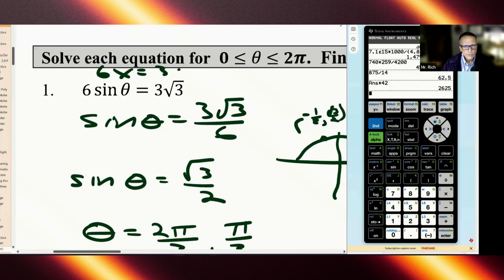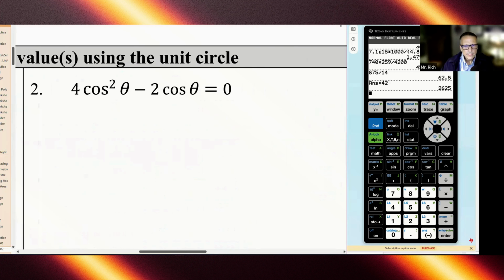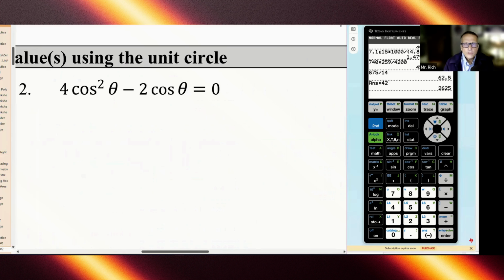6x equals 3 root 3. I would divide by 6 and isolate the x and I'm good to go. I divided by 6 and isolated the sine, so I could simply go to my unit circle to find where the y coordinates are √3/2. But over here, it's not that simple because I can't just isolate cosine.